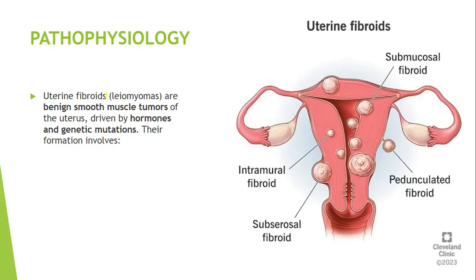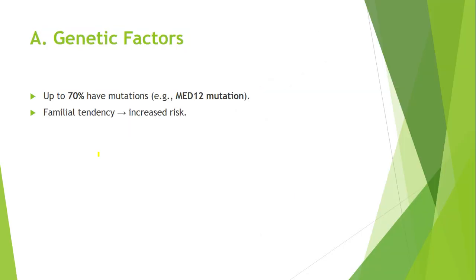So uterine fibroids, also known as leiomyomas, are benign smooth muscle tumors of the uterus driven by hormones and genetic mutations. Their formation involves various factors of which we'll be discussing in the next slide. So first is genetic factors. Up to 70% have mutations, especially in the MED12 gene. There's familial tendency, that's family history, which increases the risk.